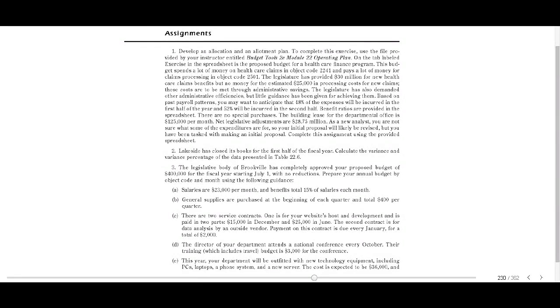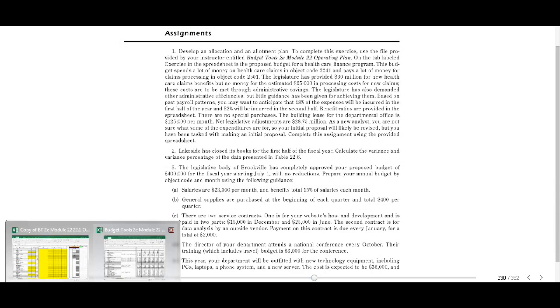This part is a little bit of a red herring, in that as a new analyst, you're not sure what some of the expenditures are for, so your initial proposal will likely be revised, but you've been tasked with making an initial proposal. In other words, like in the real world, they're saying, I just need you to work up something for us to discuss, and it has to have a net zero budget.